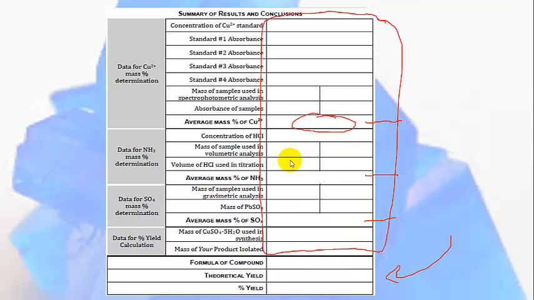So if we go back to our summary of results here, you put your formula of your compound here, your theoretical yield that we just calculated, and your percent yield, and you are done.